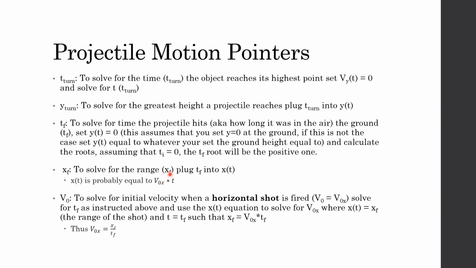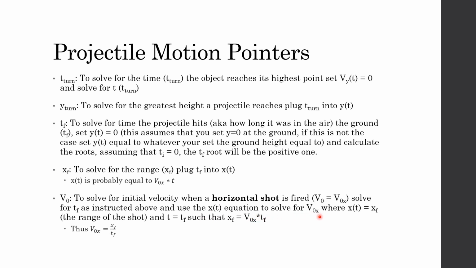And specifically the final time here, right, that you calculated this way. All right, so that's how you find the range. If you're trying to find the initial velocity for a horizontal shot, then you are going to solve for t final like you did up here, okay? Then you're going to use the x of t equation to solve for Vox.